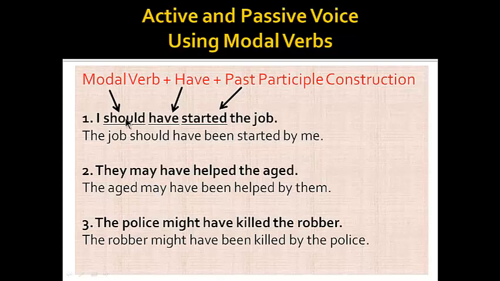Look at the second one, they may have helped the aged. The aged may have been helped by them. The third one, the police might have killed the robber. The robber might have been killed by the police. So this is so easy, there is no difficulty at all in this structure.